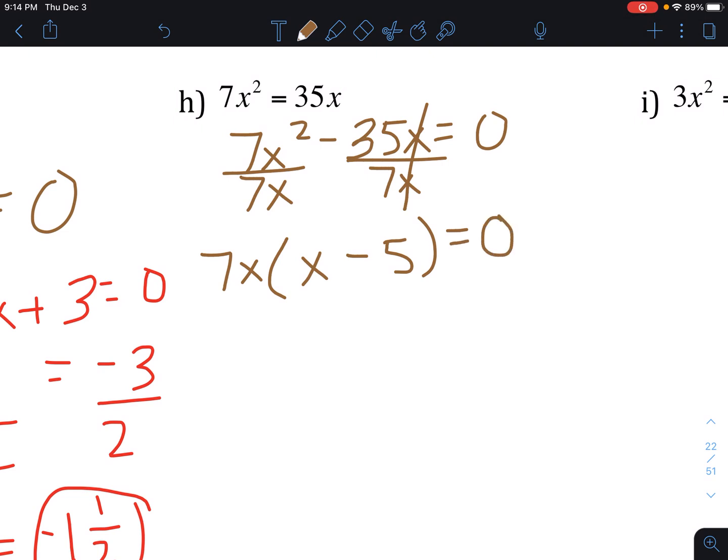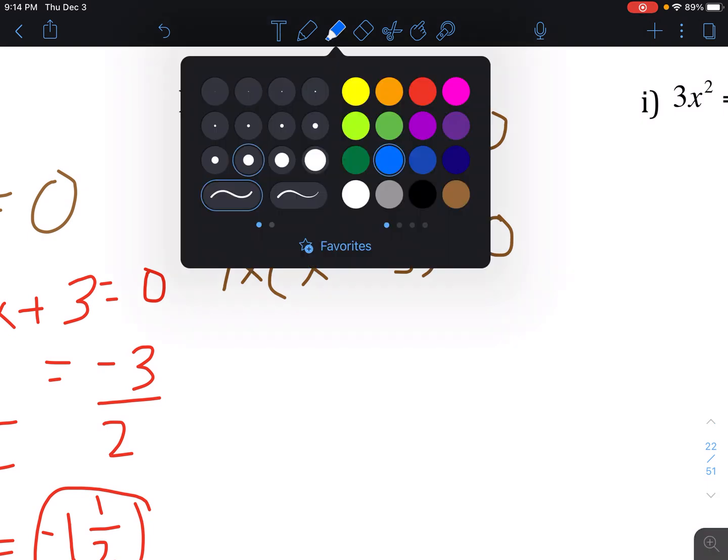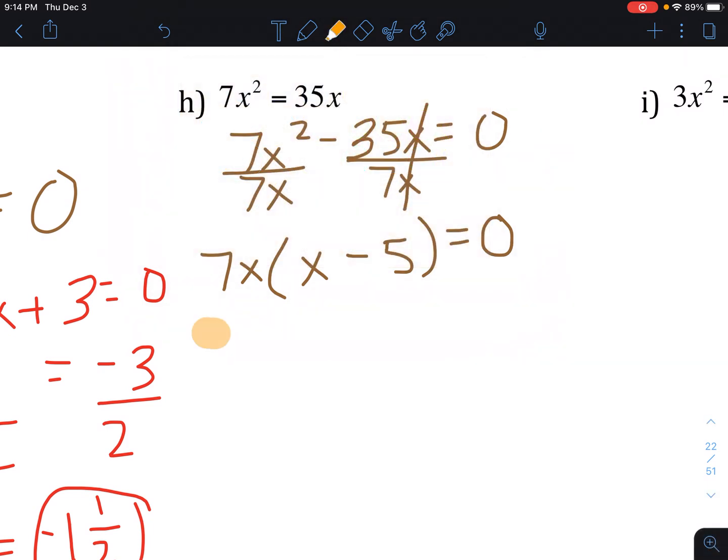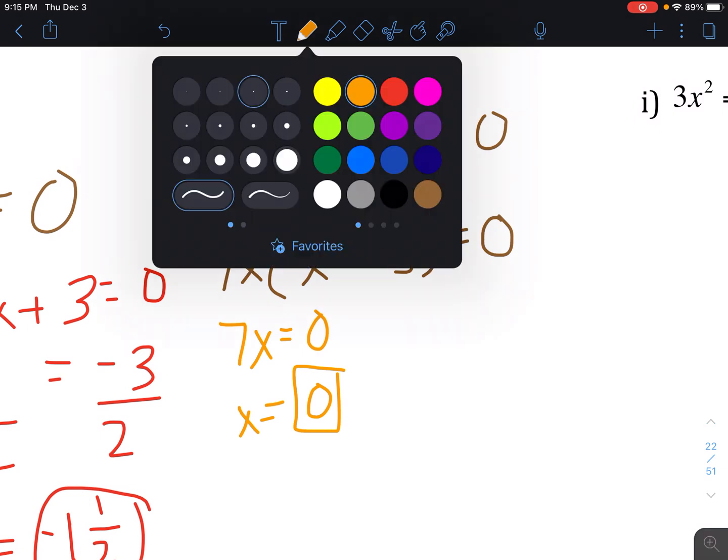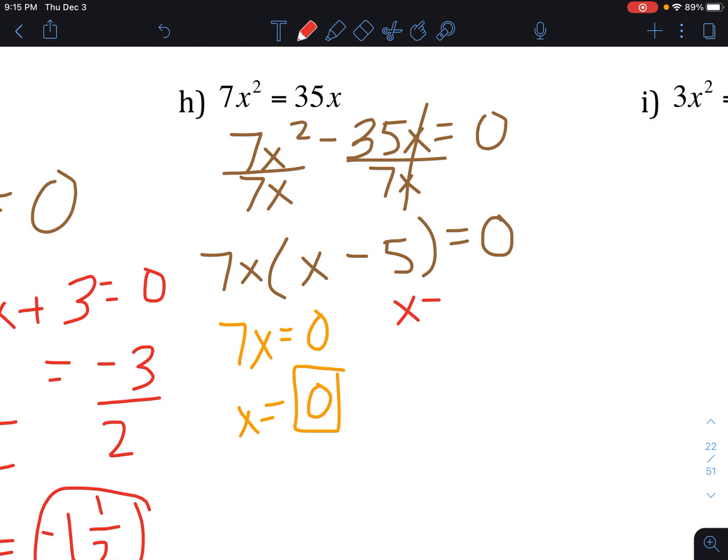Okay, so now I can get my 2 answers. My first factor, 7x, equal to 0. So x must be 0. If you guys haven't noticed by now, anytime that your GCF has an x, that GCF's going to have 0. Going to be 0. All right, and then the second one, x minus 5 equals 0, so x must be 5.